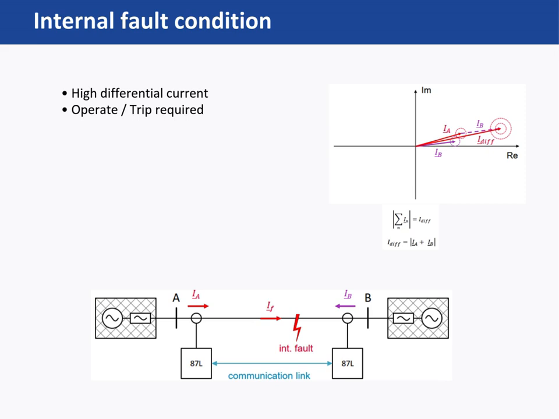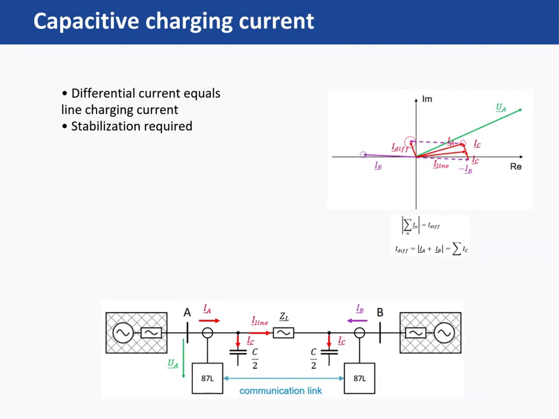In the case of an internal fault, the situation changes completely. The current entering the protected zone is no longer equal to the current leaving it. As a result, a high differential current is detected. This condition clearly indicates a fault inside the protected zone, and the relay must operate immediately and issue a trip command to isolate the faulted line.